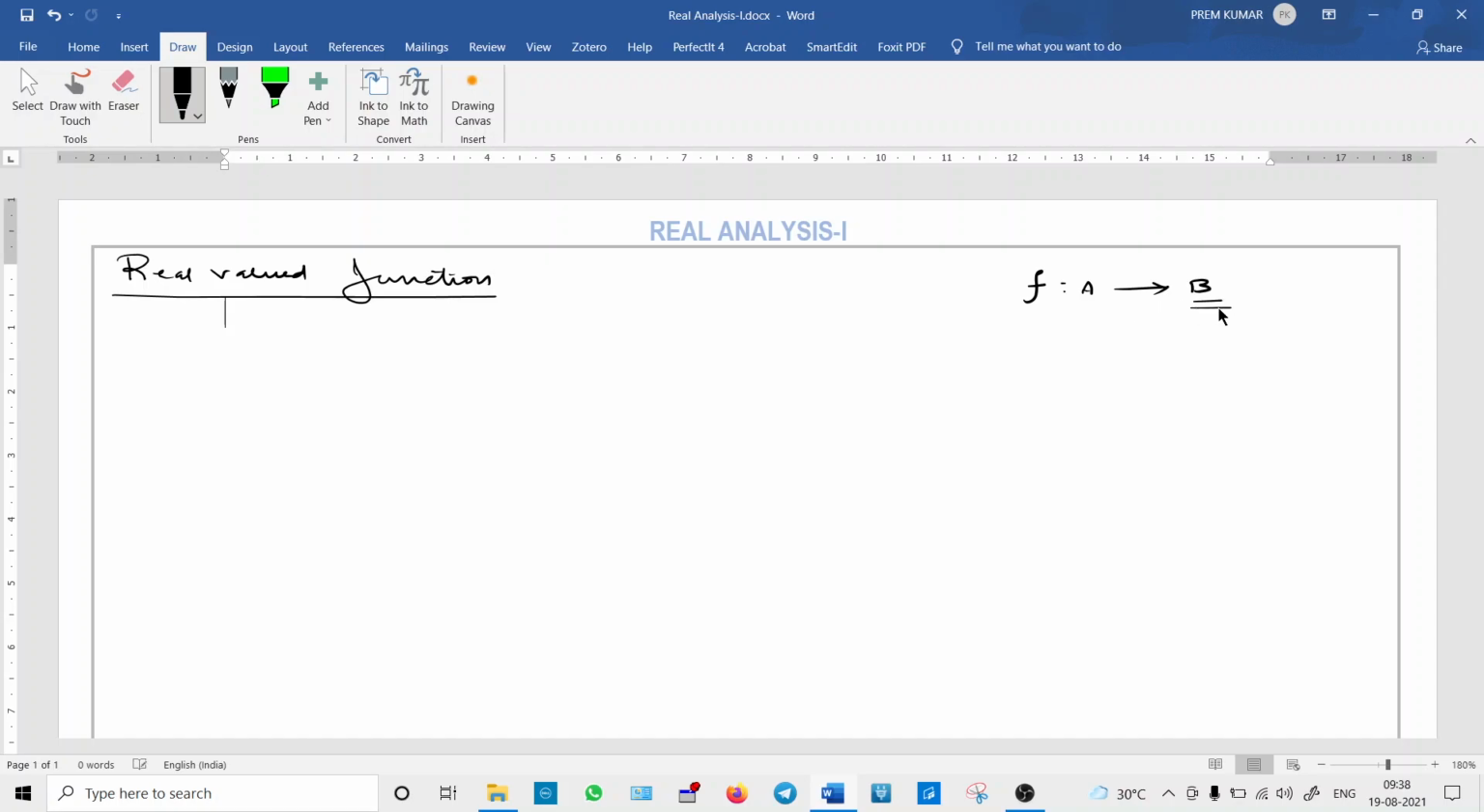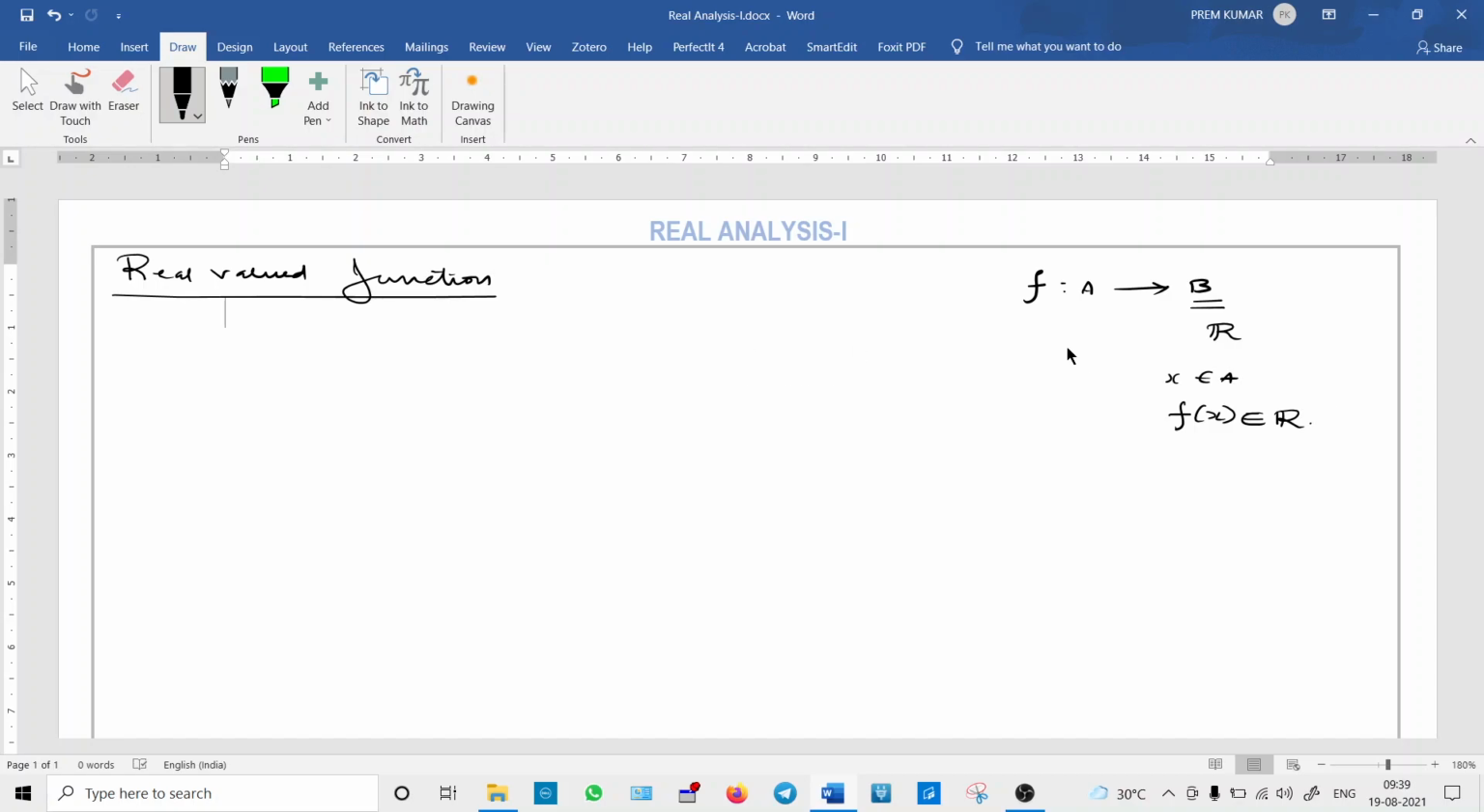Now, if this codomain B is the set of all real numbers, then we say that the function is a real valued function, because all the values of f of x will fall in R. Suppose I take one element x in A, then what is the image of x under f? That is called f of x, the value of the function f, which falls in the real numbers. This is called the value of the function f at x.